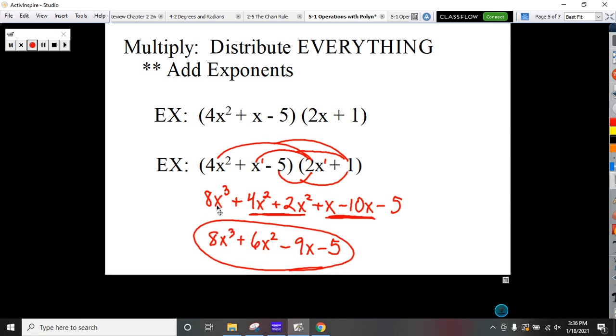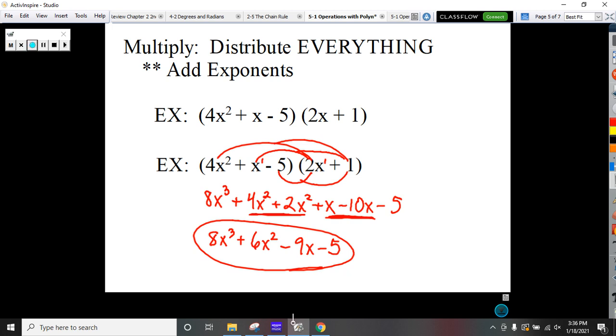So the 8x to the third should come first, because we have to keep that in proper order. That didn't change because there's no like terms. We combined our x squared. We combine our x's, so it's negative 9x, and then negative 5 at the end. So there's our first multiplication.